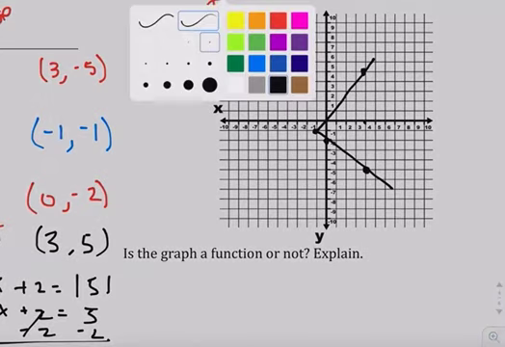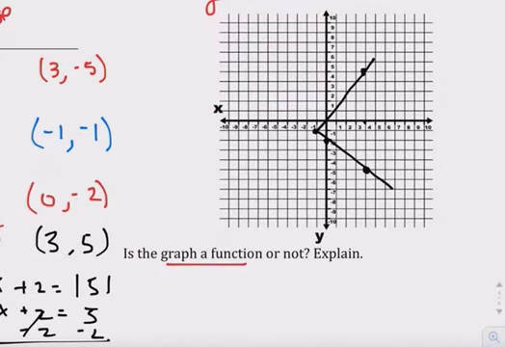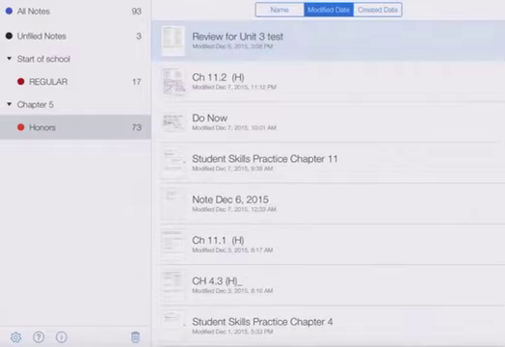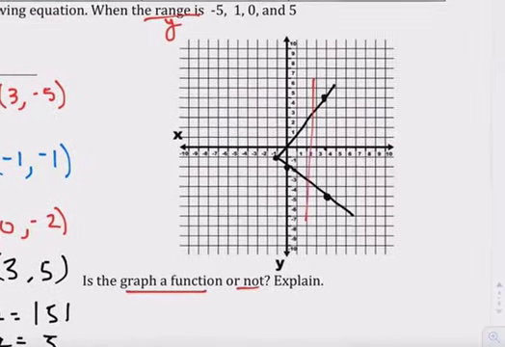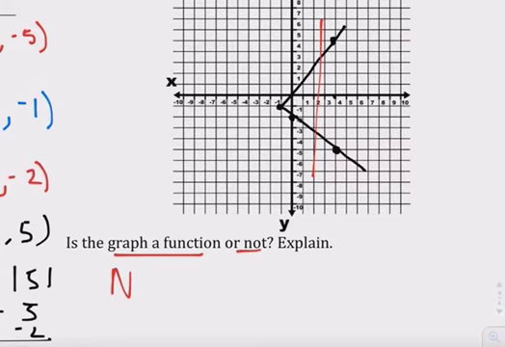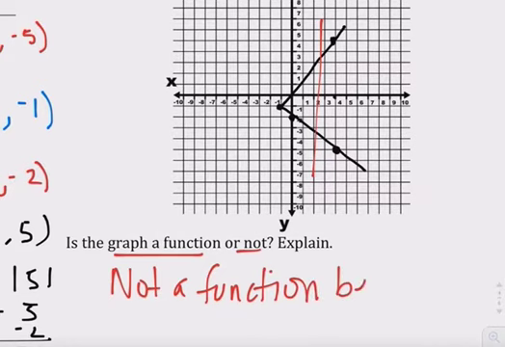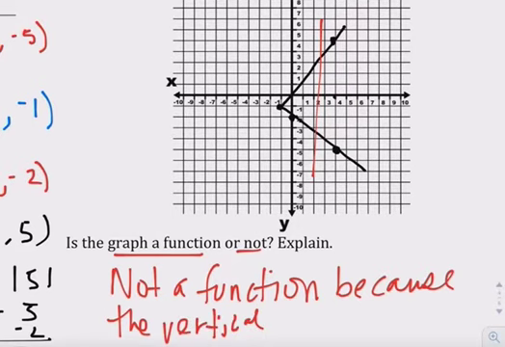Okay, is this graph a function or not? Not a function because the vertical line goes through the graph twice. If you had to draw a vertical line, it will go through that graph twice. Oops, sorry. So not a function because the vertical line goes through the graph twice.